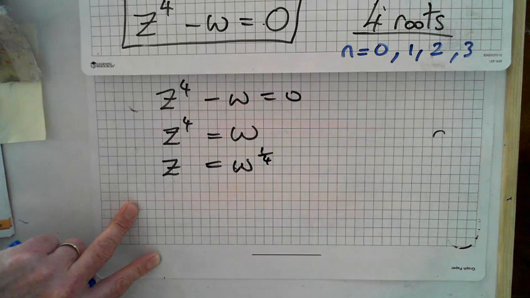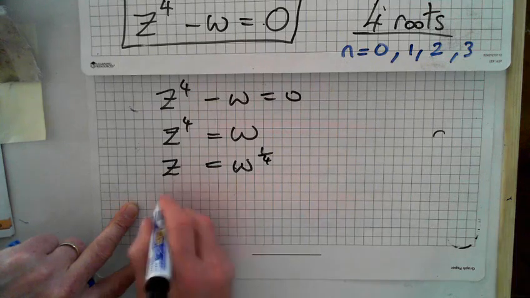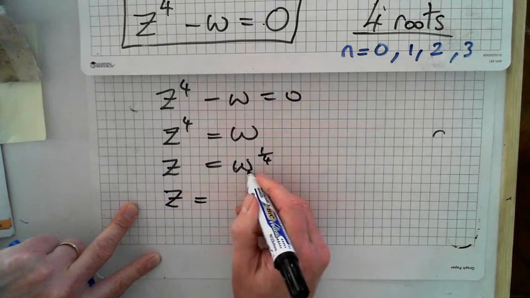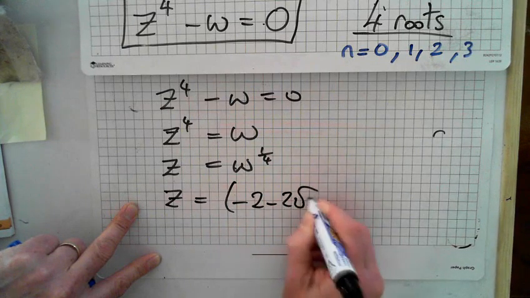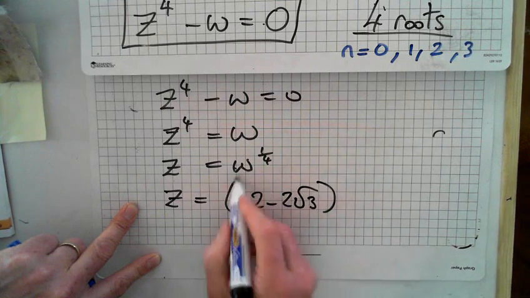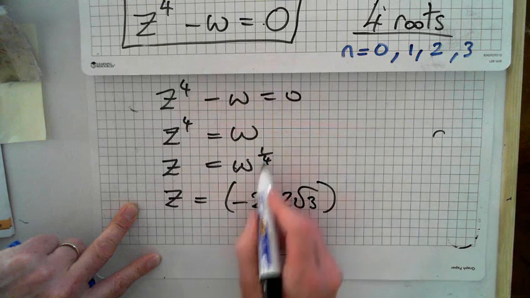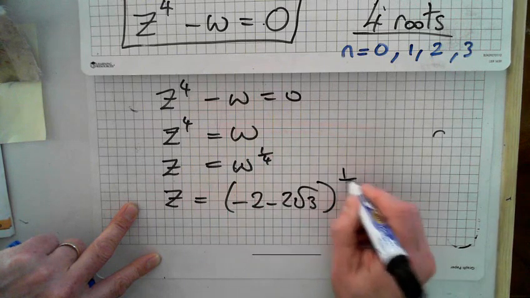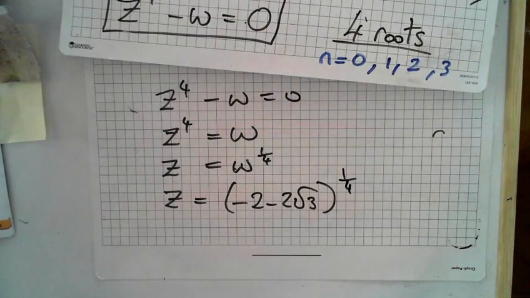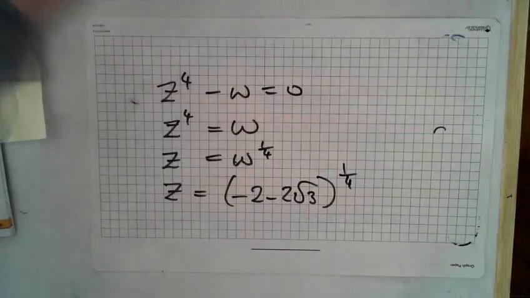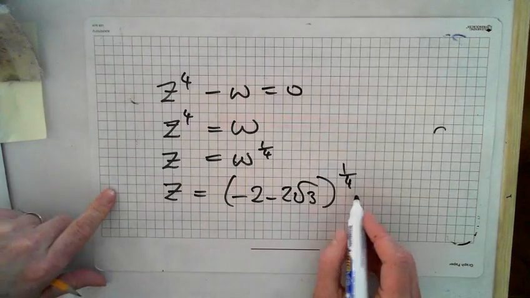Right, so the complex number that we had, what was w? The complex number was minus 2 root 3. See, w is here, this is w, to the power of a quarter.